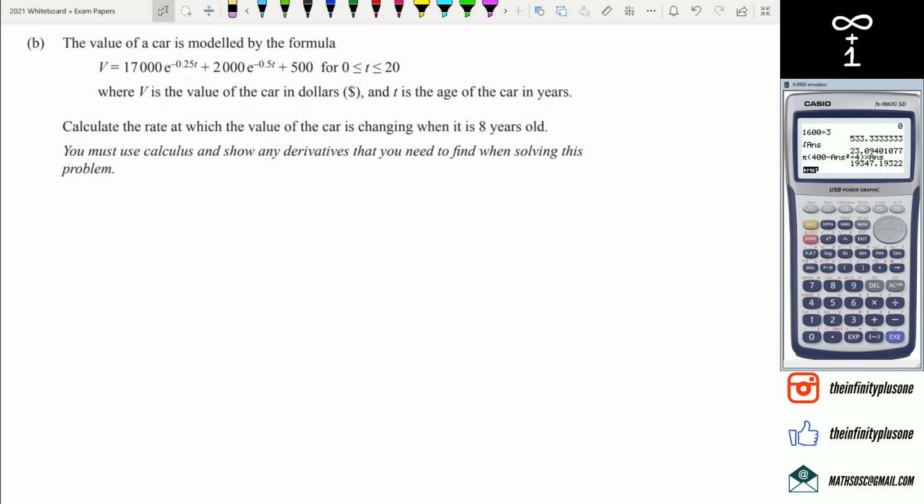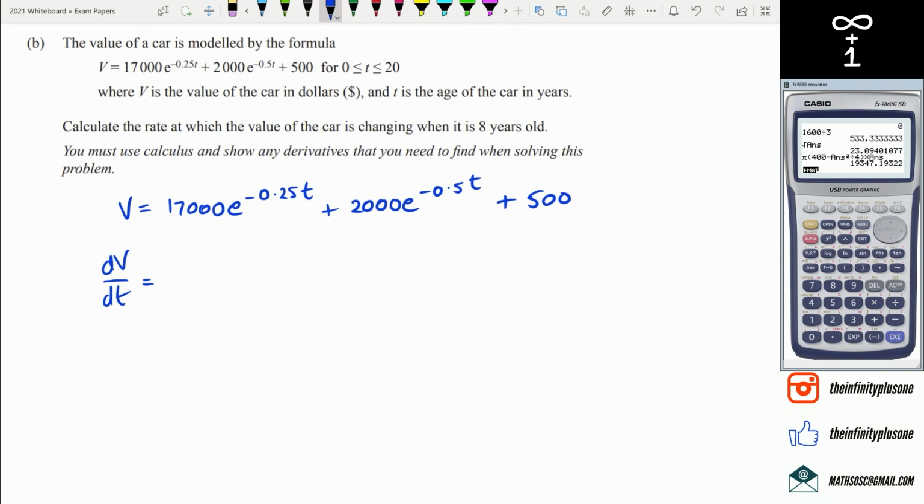Question 1b: we've got the value of the car, and they're asking how fast the value is changing when the car is 8 years old. So we've got to find dV/dt, and then substitute t as 8. That's pretty much it. I'm going to write down the equation here: 17,000 e to the power of negative 0.25 t plus 2,000 e to the power of negative 0.5 t plus 500. With the exponential equation, you guys know that we just write down the equation as is.